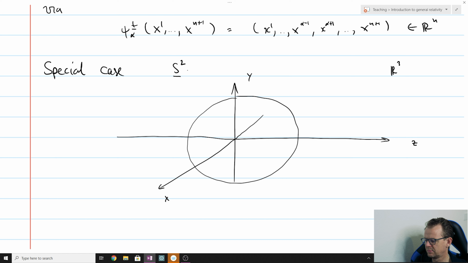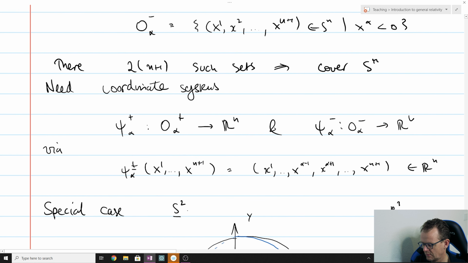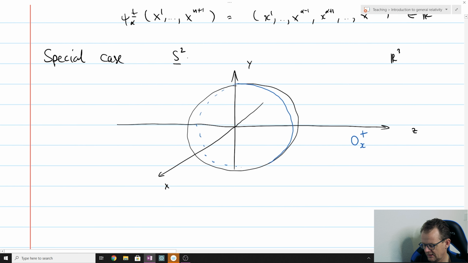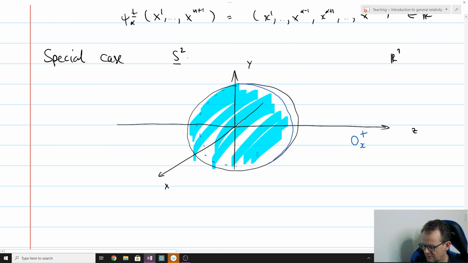So let's take a look at OX plus minus. Let's look at OX plus. I just want to illustrate OX plus to you. If you remember, O alpha plus is the set of all the points in the embedding space where the alpha coordinate is greater than 0. Here the x-axis sort of points out of the screen, so to speak, and OX plus is the set of all those points on the front half of the sphere. So it's this stuff here, but not the back half.